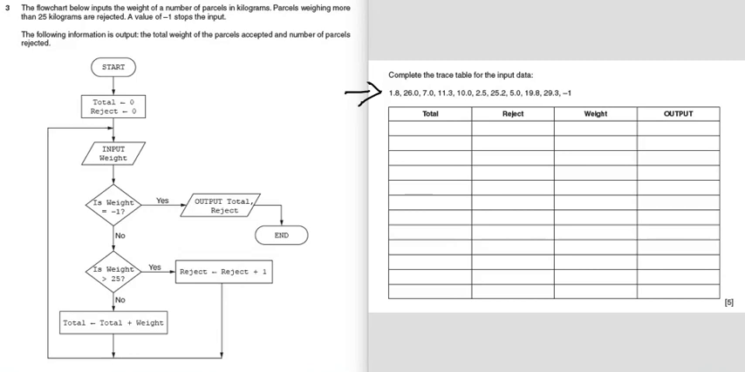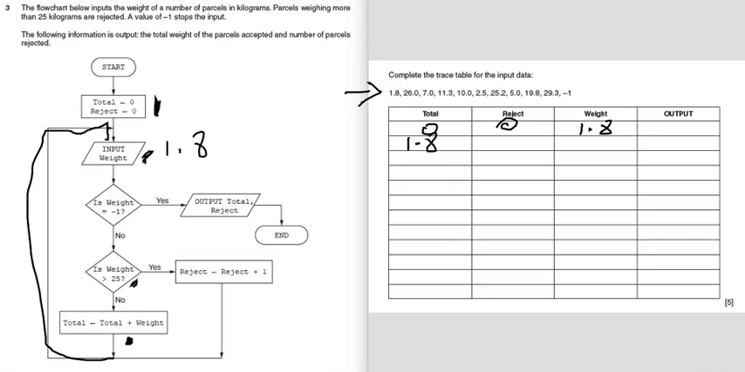So we are setting our variables total and reject to start with, and then we are inputting the first weight, which is 1.8. Then we're checking to see if it's equal to -1, or if it's greater than 25, which 1.8 isn't. So we can add that weight onto the total plus the weight. So we need to input our weight first here, and then we're adding onto our total over here. Then we are looping around and inputting the next weight, which is 26. So 26 is our next one, so we have to write that on there.